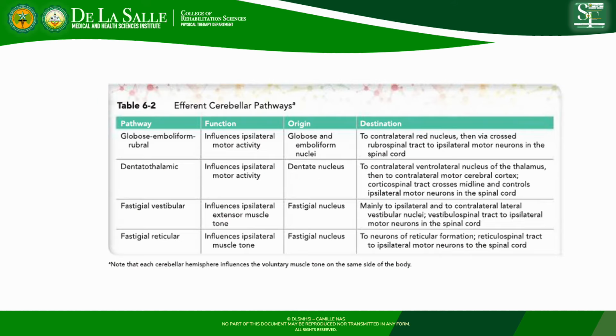Here's a summary of the efferent cerebellar pathways. We have the globose emboliform rubral, the dentatothalamic, fastigial vestibular, and the fastigial reticular. These are fibers coming from the nuclei in the cerebellum.